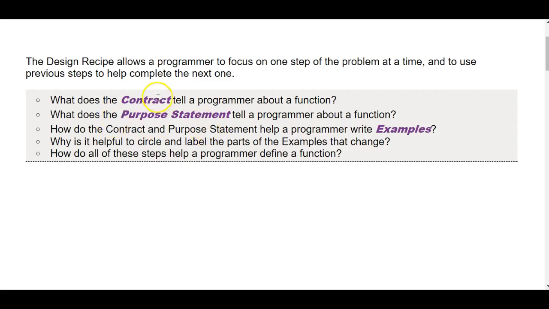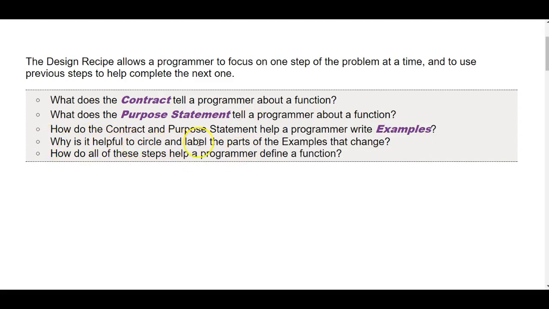Okay? Now, if I've got the contract and the purpose statement, writing examples should be a lot easier, okay? Because I know what I'm going to be taking in, and I've got the name in the contract. I know what I'm going to be taking in from the contract as well, and the purpose statement tells me what I'm expecting to do with it, and so I should be able to write an example that does that thing with it.